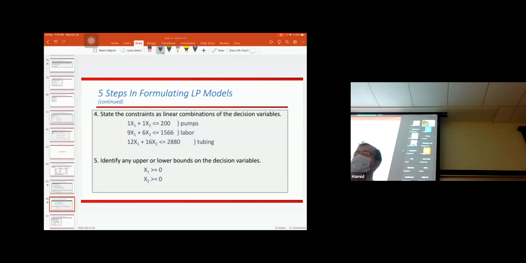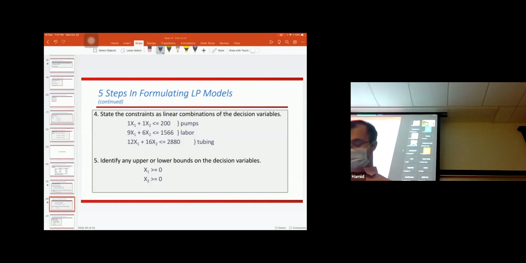And it doesn't make sense if you say x1, x2 less than 0. It doesn't mean negative aqua spot. It doesn't make sense. So you also say x1 and x2 greater than or equal to 0. Any questions so far? I hope the equation makes sense for you.